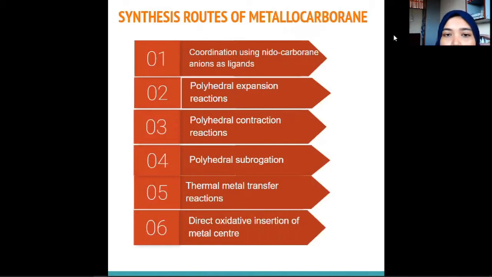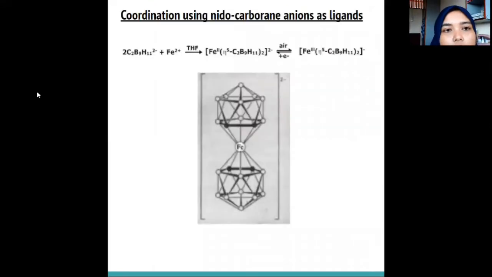Firstly, it is the coordination using nidocarborane ions as ligands. Second is the polyhedral expansion reaction. Thirdly is the polyhedral contraction reaction. Fourth is the polyhedral subrogation. Fifth is the thermal metal transfer reaction. And lastly, it is the direct oxidative insertion of a metal center.